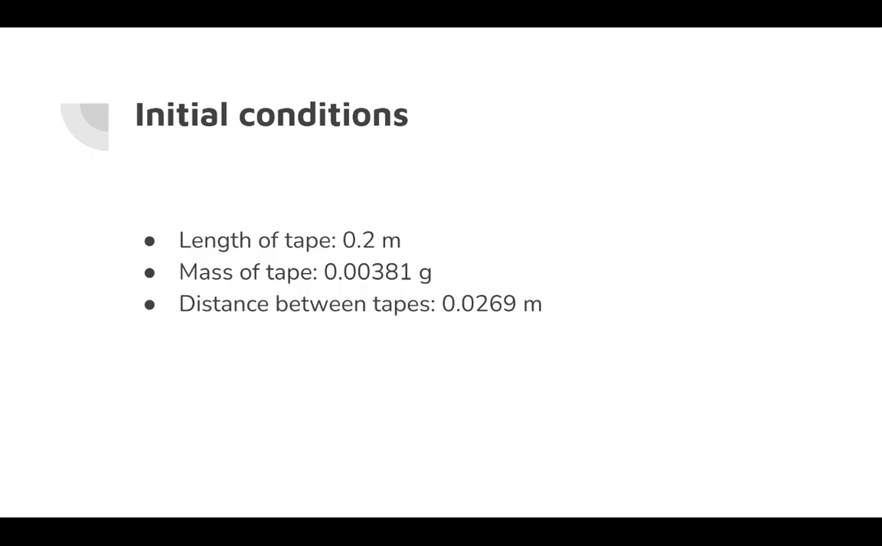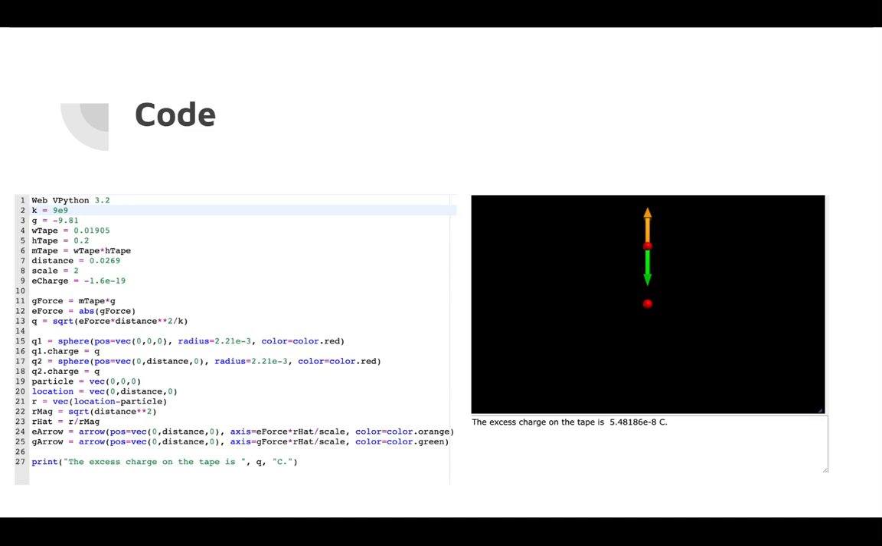So for the experiment, the initial conditions of the tape were 0.2 meters, the length of the tape. The mass of the tape was 0.0031 grams, and the distance between the two tapes was 0.0269 meters. And that is the distance at which the upper tape started to move in reaction to the lower tape within the proximity of it. So the code for the computer model is shown here.